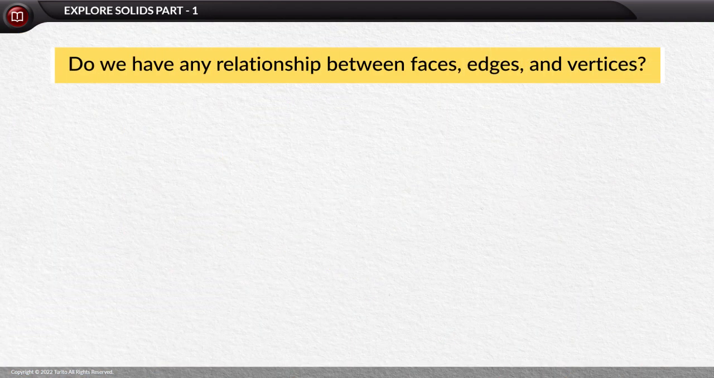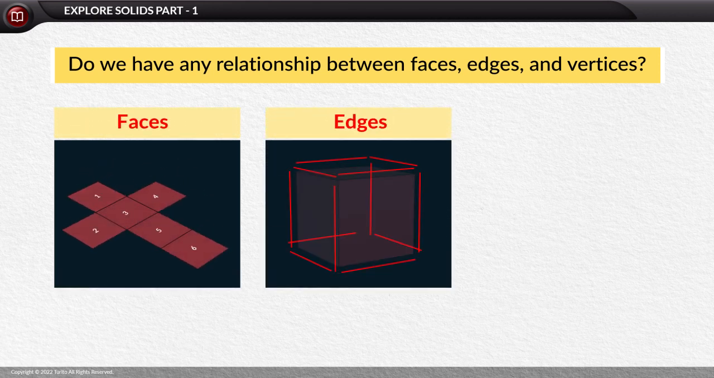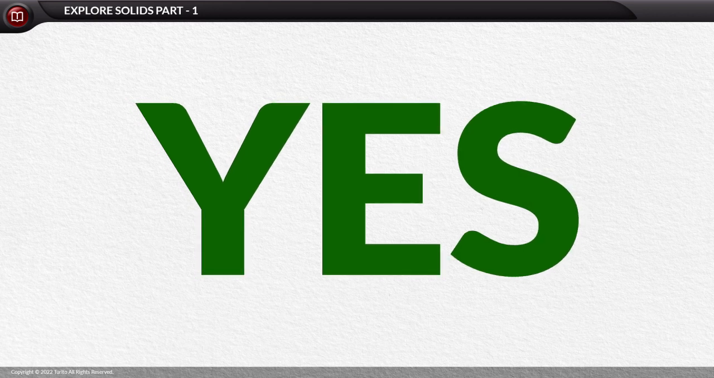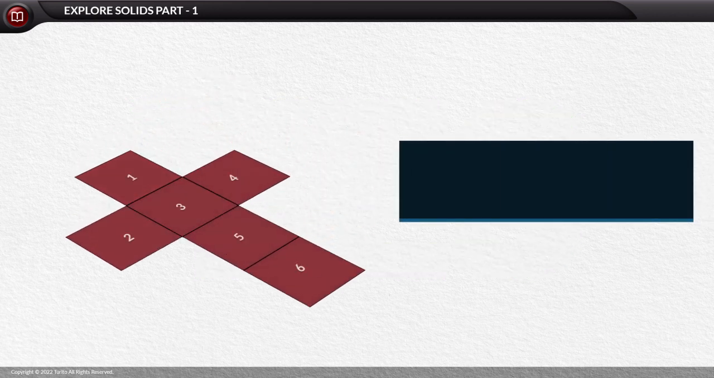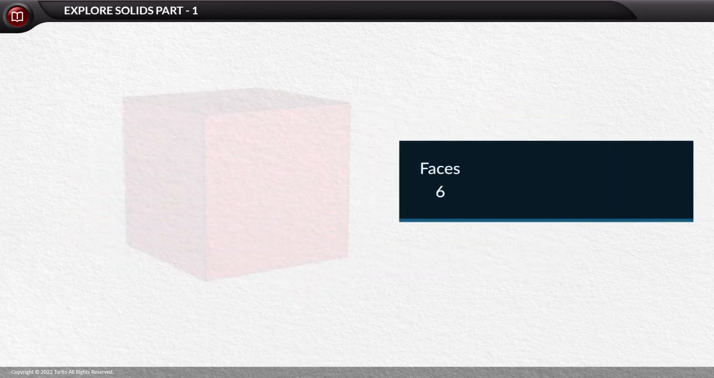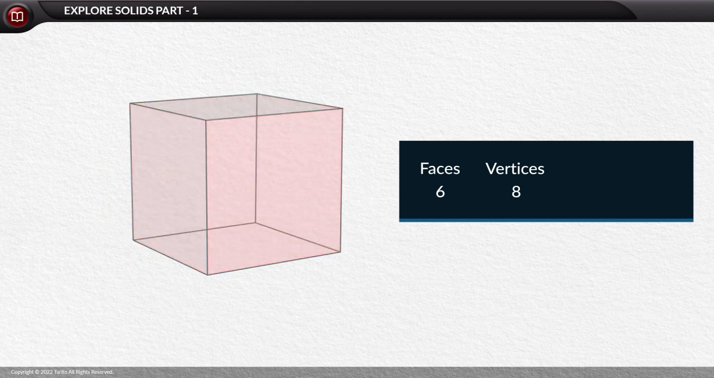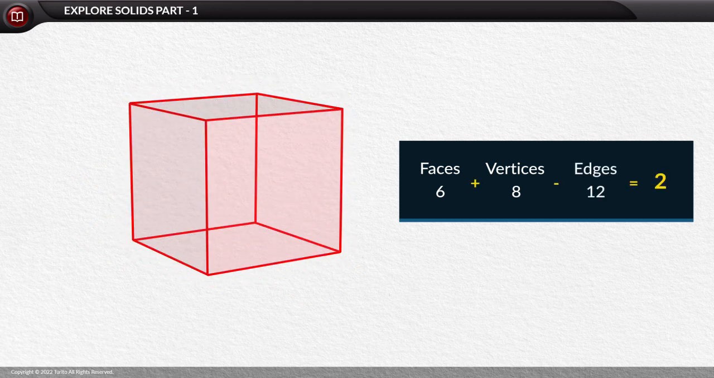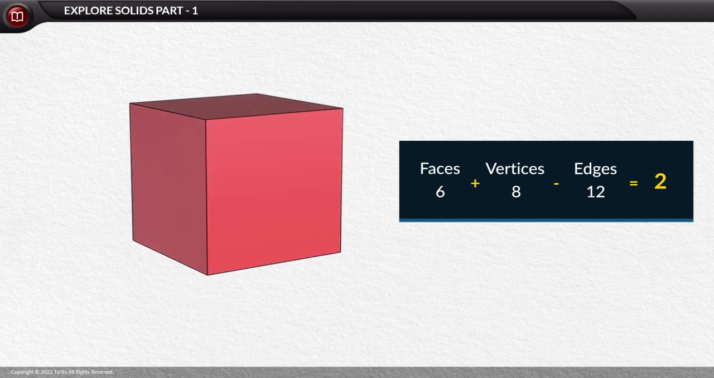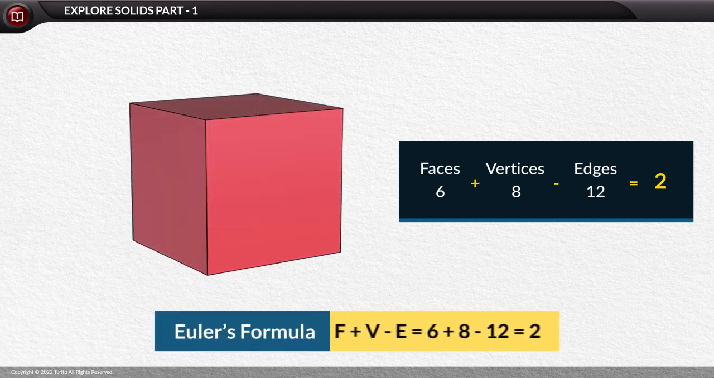But, do we have any relationship between faces, edges, and vertices? The answer is yes. In any polyhedron, if we add the number of faces to its number of vertices, and then subtract the number of edges, the result we will get is 2. This relationship is known as Euler's formula.